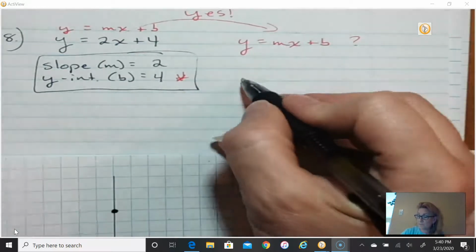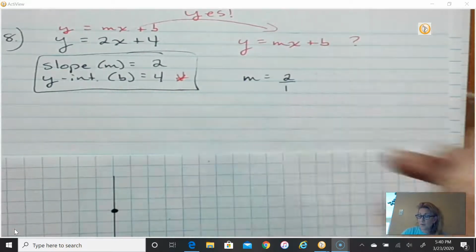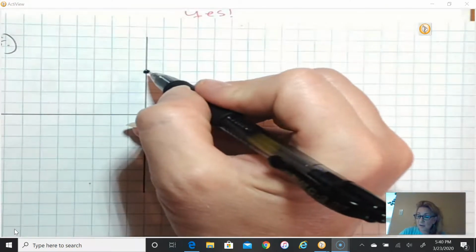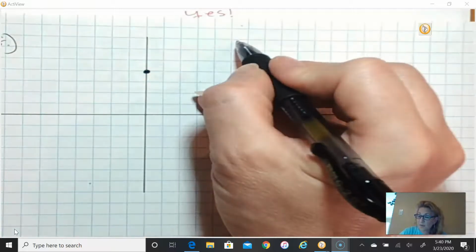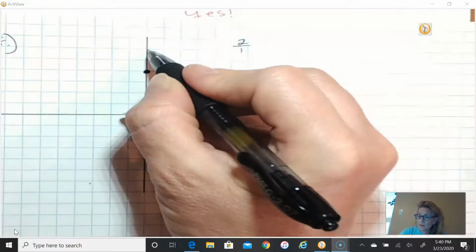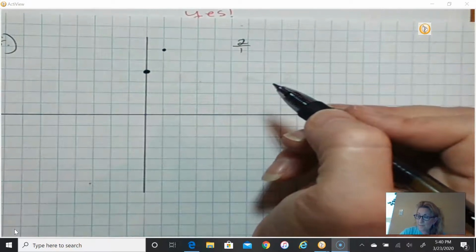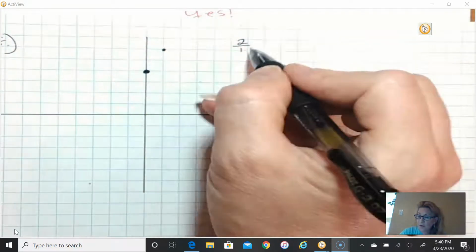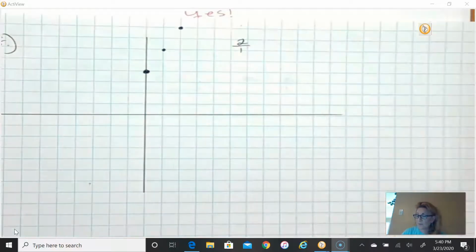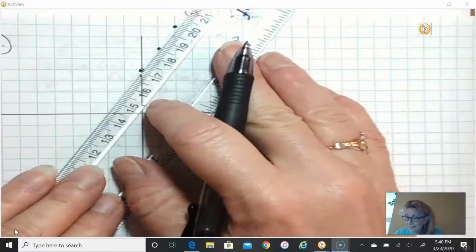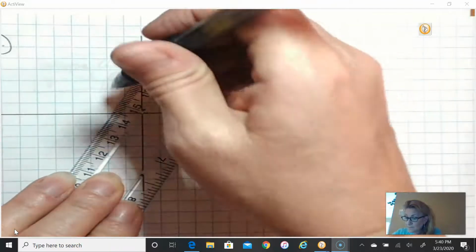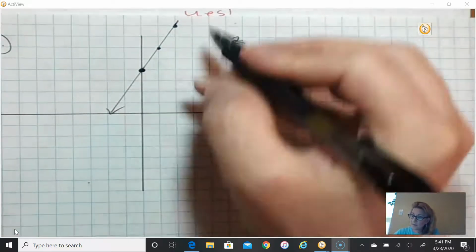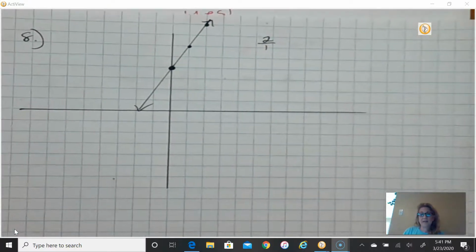Slope is 2, which is 2 over 1. So from here, you start here, you go up 2, because remember it's 2 over 1. Up 2, so you're right here, 1, 2, and then the bottom number is 1. There you go. Now you connect. And there's your graph. That's how that's done.